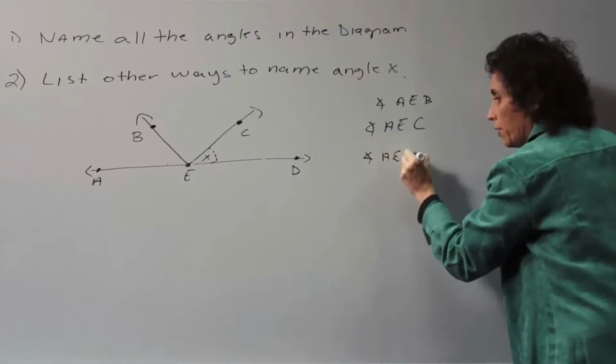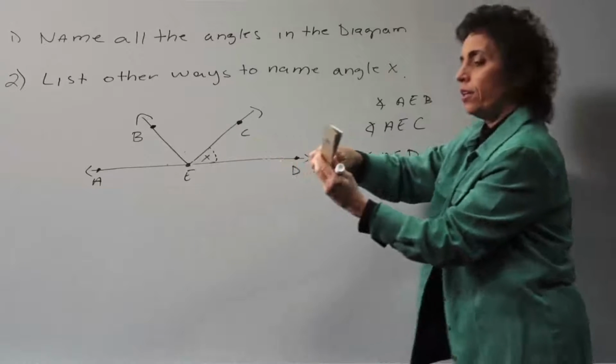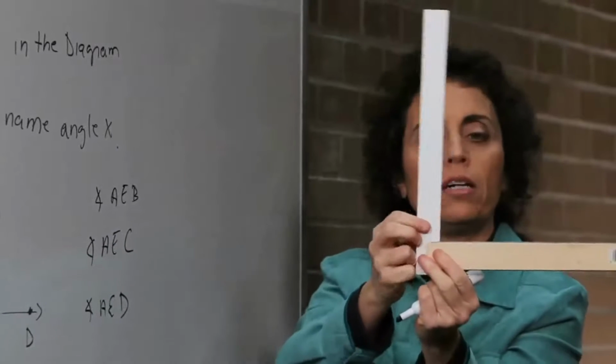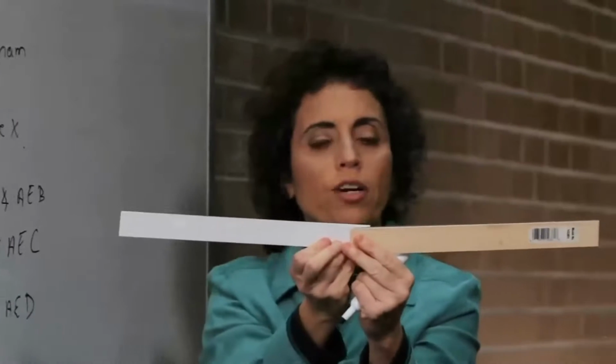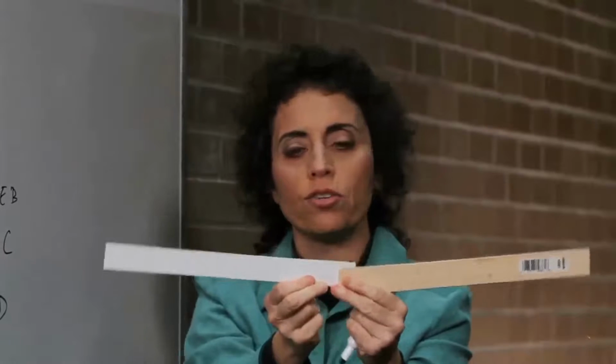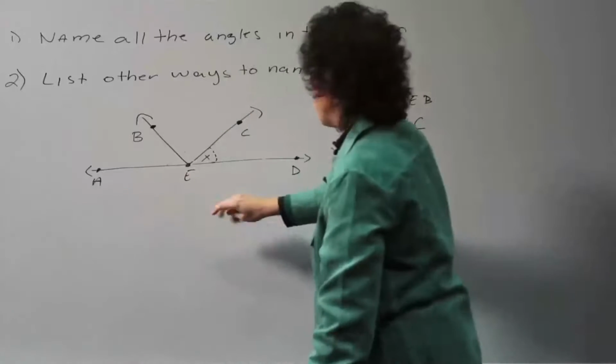AED. Let me show you what that's like. Think of my finger as the vertex here. That's like coming around and going right there. That's a straight angle, so that's the rotation there. If we think about that, that's 180 degrees. Okay? At any rate, let's look at some other angles. I think we're done with A.